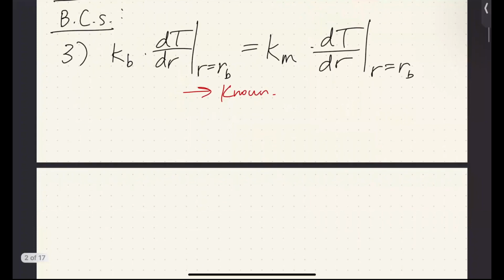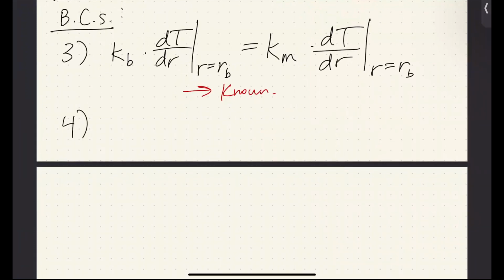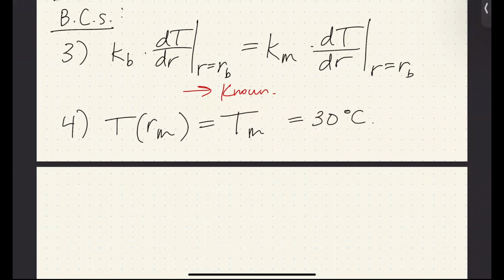Okay, our fourth boundary condition is really similar to our second boundary condition. We're going to say that T at r_M, at the end of our muscle layer, is going to be an arbitrary temperature for the muscle, which we actually do know is 30 degrees Celsius, okay?